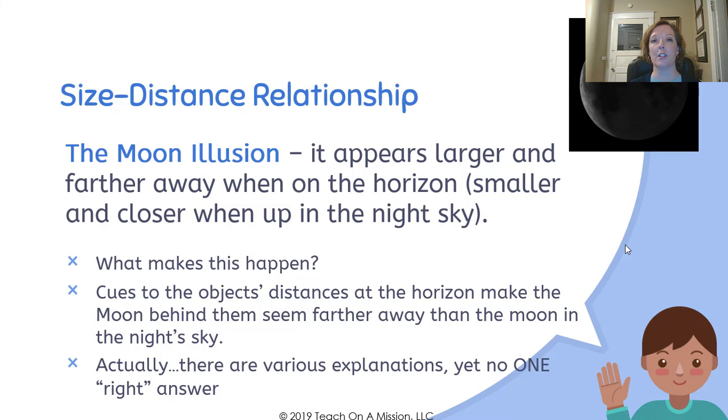If you've ever looked out of your window and seen the moon very low on the horizon, it will usually seem fairly big compared to the way it's going to look a little bit later as it rises up in the sky. So what makes that happen? Cues to the object's distance at the horizon make the moon seem farther away than the moon in the night sky, because of the context of the items there at the horizon with the moon. And actually there are various explanations. No one has come up with exactly one right answer, but we do know that it is fairly consistent and most of us have experienced that at one time or another.